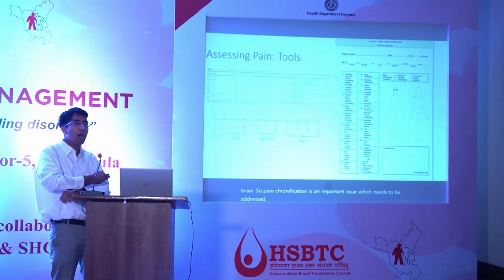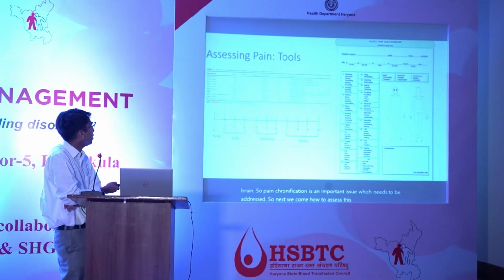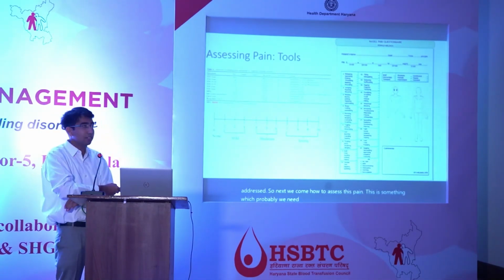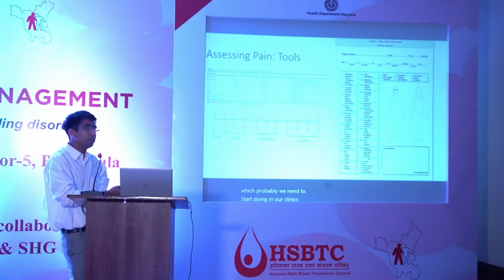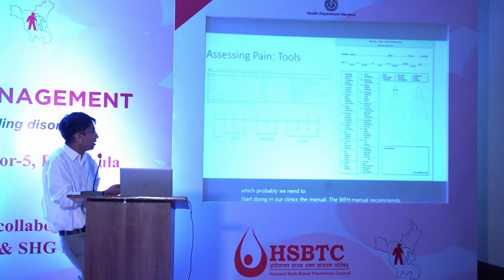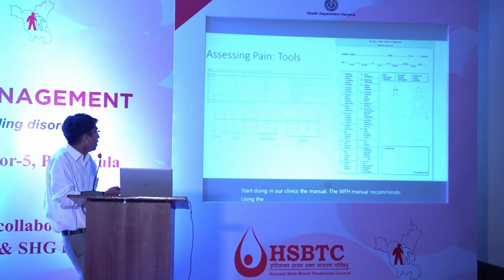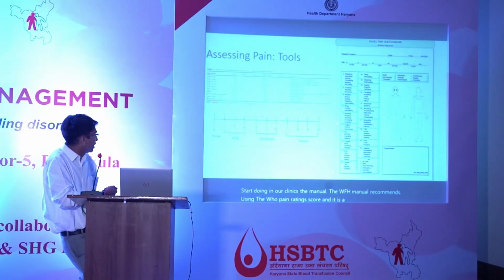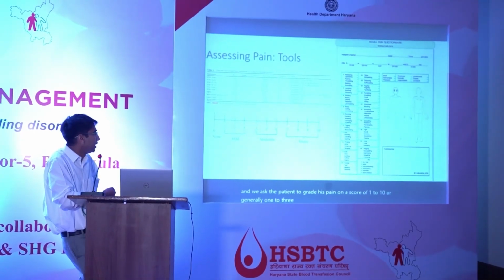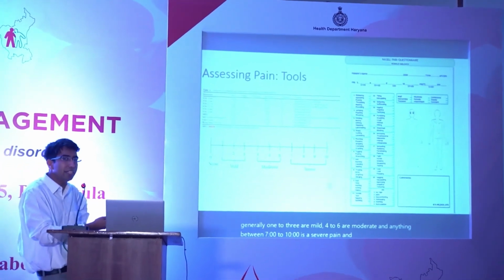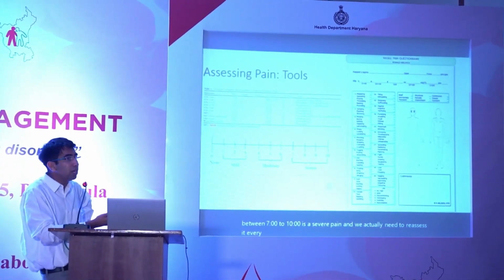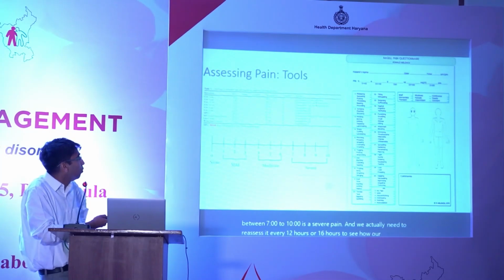Next we come to how to assess this pain. This is something which we probably need to start doing in our clinics. The WFH manual recommends using the WHO pain rating score, a 1 to 10 pain rating scale, and we ask the patient to grade his pain on a score of 1 to 10. Generally 1 to 3 is mild, 4 to 6 is moderate, and anything between 7 to 10 is severe pain, and we need to reassess it every 12 or 16 hours to see how our therapy has worked.